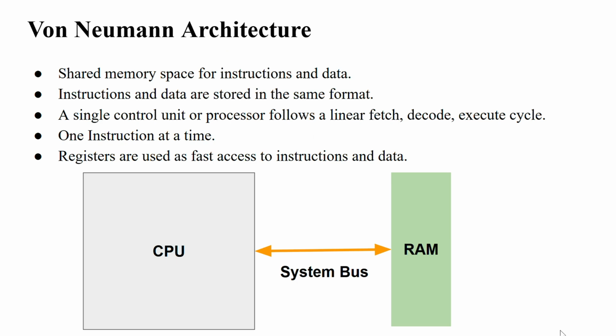So the von Neumann architectures will also commonly come up in questions, as well as the Harvard architectures. The von Neumann architecture is a shared memory space for instructions and data. Instructions and data are stored in the same format. A single control unit or processor follows a linear fetch-decode-execute cycle, one instruction at a time, so often not using pipelining in that sense. And the registers are used as fast access to instructions and data. So there's the system bus, and you can see there's a separate CPU and then separate RAM, and the memory space for instructions and data are stored together.